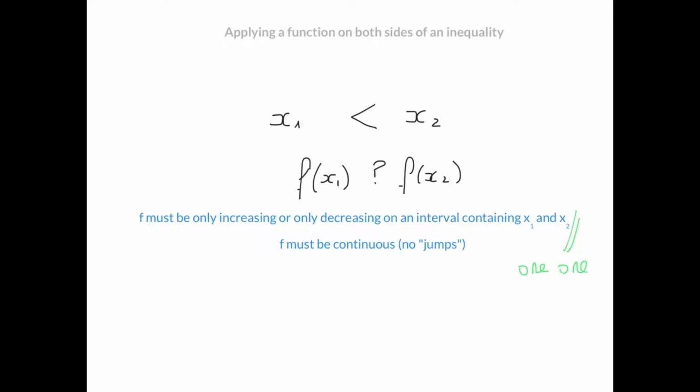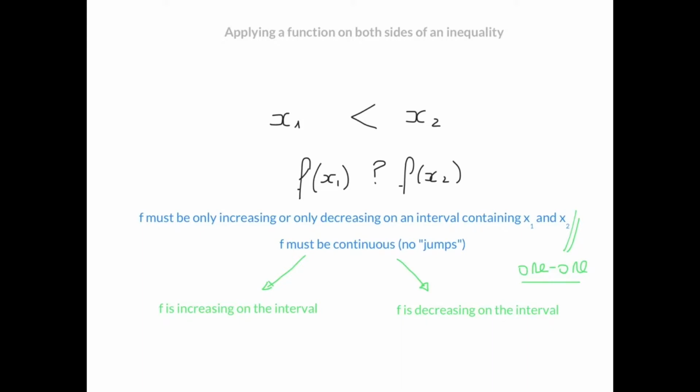We've given this function a specific name because they're extremely friendly, and we can apply them to inequalities, and that's one of the good things about them. And so that's an important keyword to remember. These functions, only increasing, only decreasing, and nicely continuous, are called 1-1 functions. So such a function, a 1-1 function, can be applied to an inequality, and then two things can happen.